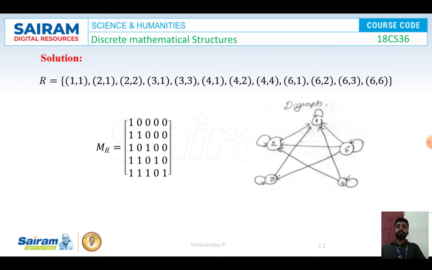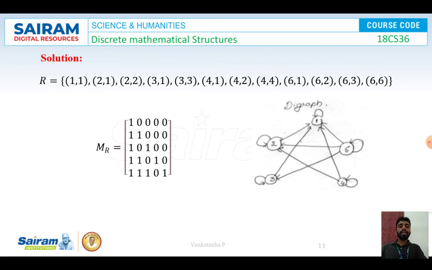So the digraph is given by, so at (1,1) it's nothing but a loop, right? So I'm plotting a loop at the vertex 1. Again (2,1), so from 2 to 1 I'm drawing a line which is moving upward. Again (2,2) is a loop, again (3,1), so from 3 to 1 I'm drawing a line which is moving upward. (3,3) is again a loop here. (4,1), so from 4 to 1 I'm drawing a line which is moving upward. (4,2), from 4 to 2 also I'm drawing a line which is moving upward.